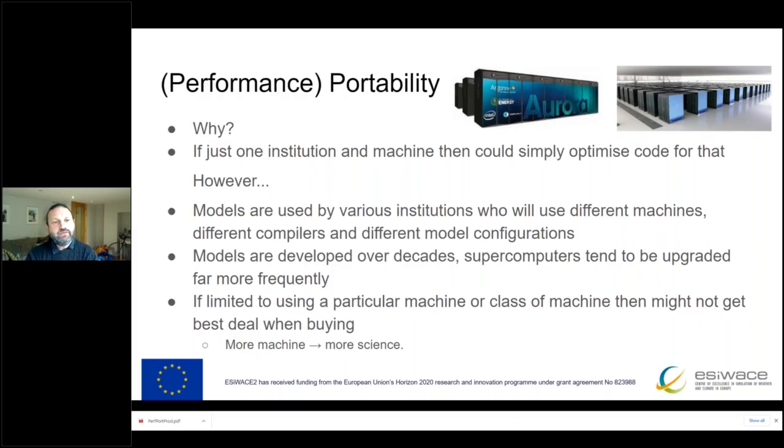Another thing is that models are developed over a very long period of time, and supercomputers tend to be changed much faster than that. In some ways, you can think of software as being hard and hardware as being soft. So you've got to be thinking about the next machine. If you optimize too much for your current machine, it's going to be quite difficult to roll those changes back and then optimize for the next one.